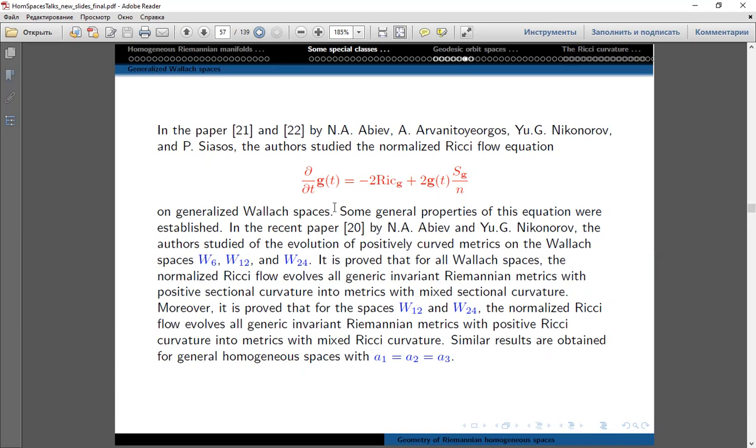But all this shows only one thing. These spaces are quite good to use for checking some special Riemannian or, generally speaking, geometric properties. Therefore, we should keep in mind that generalized Wolf spaces are a very important and very useful class of homogeneous spaces.